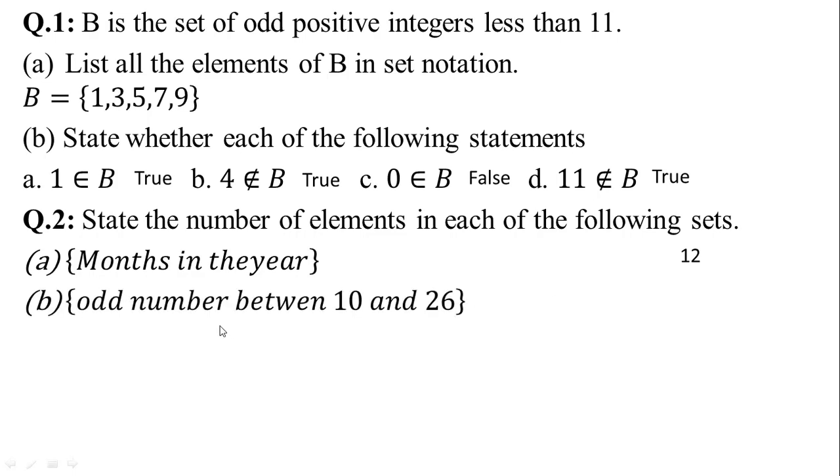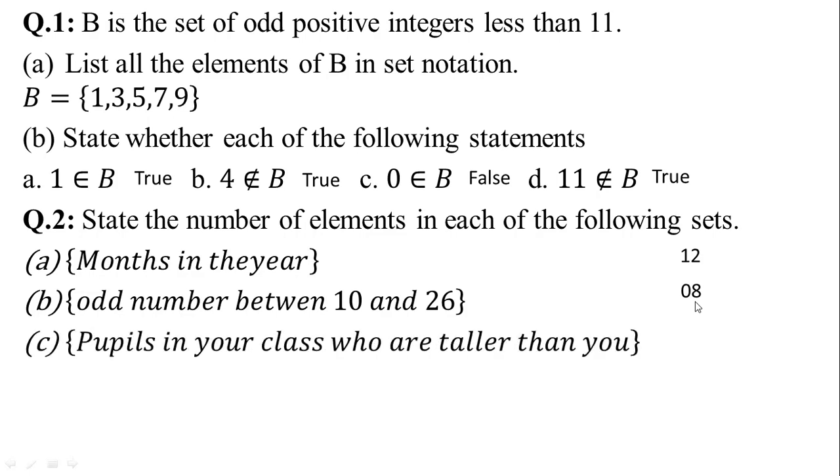In the second part, odd numbers between 10 and 26. We can count the odd numbers between 10 and 26. So 11, 13, 15, 17, 19, 21, 23 and 25. These are 8 numbers. So the total number of elements is 8.